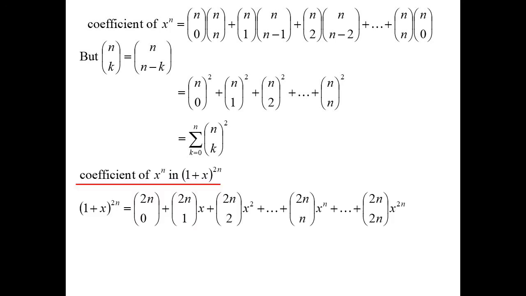Let's have a look at the coefficient of x to the power of n on the right-hand side of the identity they gave me, (1 plus x) to the power of 2n. Well, that one's a little bit easier because I just apply the binomial theorem. 2nC0 plus 2nC1 x plus 2nC2 x squared. Somewhere in the middle there will be 2nCn x to the n, and it would keep going. But I'm only interested in the term with x to the power of n, and there's only one of those, and that's the 2nCn. So the coefficient of x to the n on the right-hand side is 2nCn.